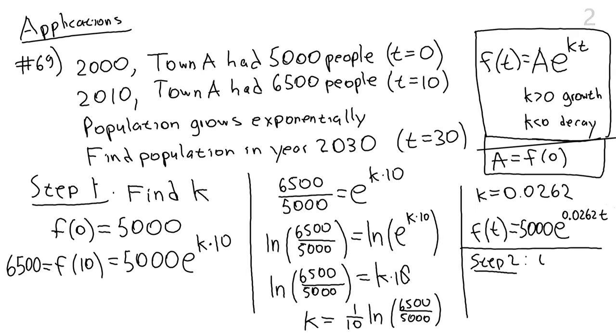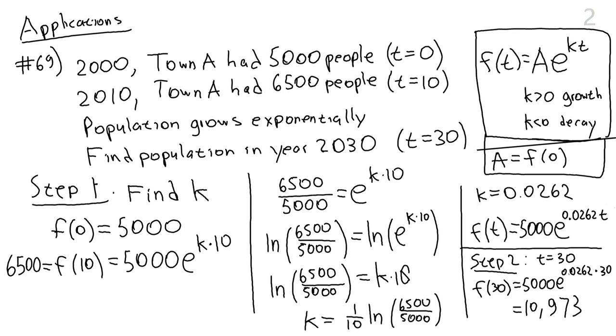And then in step 2, you would plug in the year that you want to get the population for. So you would plug in t equals 30. So this is the function with 30 plugged in. F of 30 equals 5,000 e to the 0.0262 times 30. And when you plug this into a calculator, you should get that the population is going to be 10,973 people.